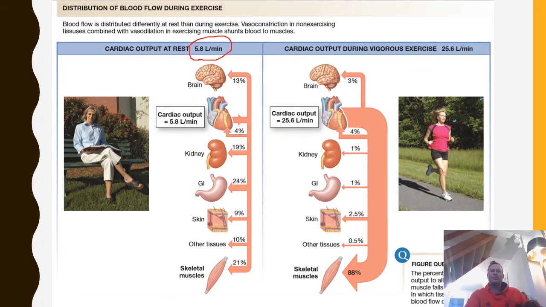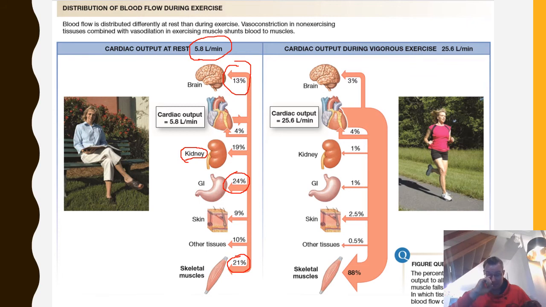So at that point, you can see about 13% of blood flow goes to your brain. 4% actually supplies the heart with its own blood supply. But look how much you get going to these organs. 19% going to the kidneys to do the filtering of the blood. Nearly a quarter is going to the digestive tract. And only 21% in your skeletal muscles.